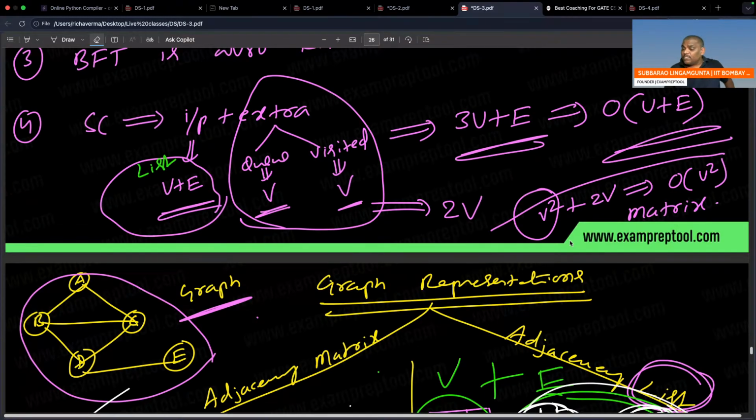Finally V plus E. If the input is in matrix format, V square, same story remaining: V for the queue, V for the visited array, totally V square plus 2V. Finally, the bigger one is V square. So time complexity V square, space complexity V square for the matrix.